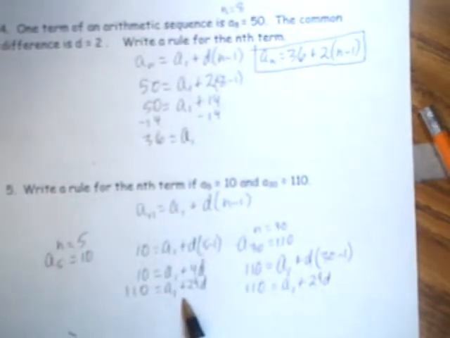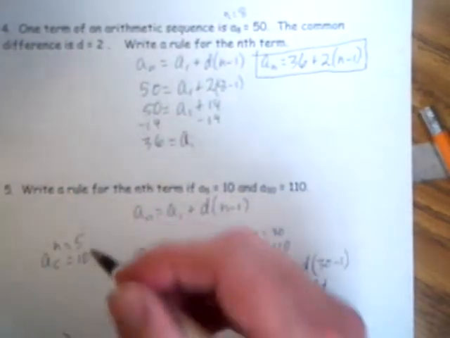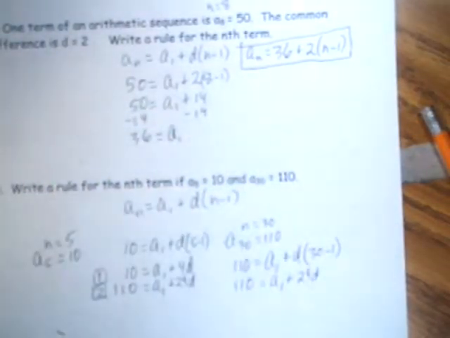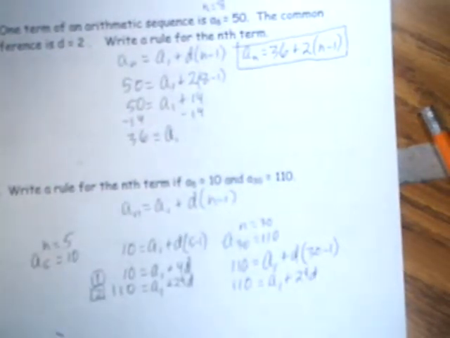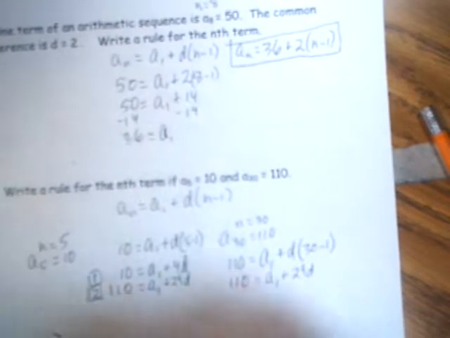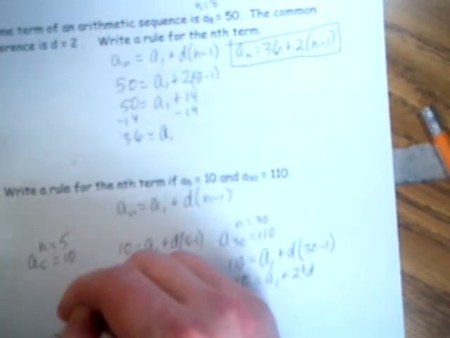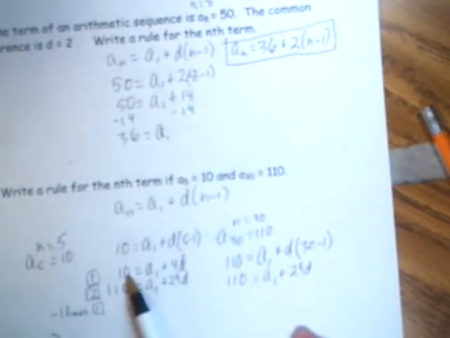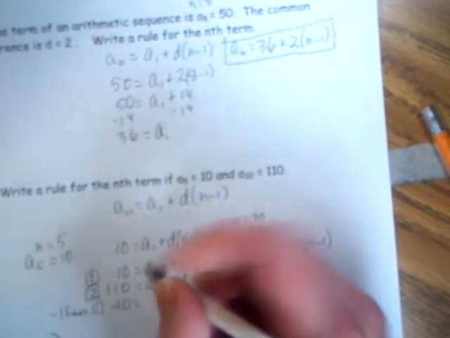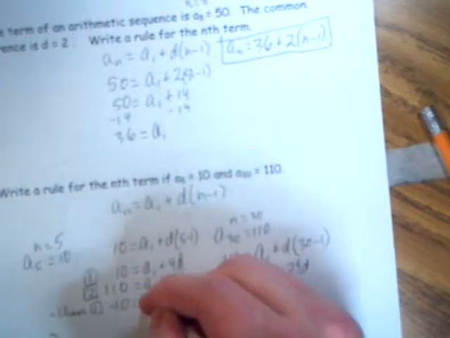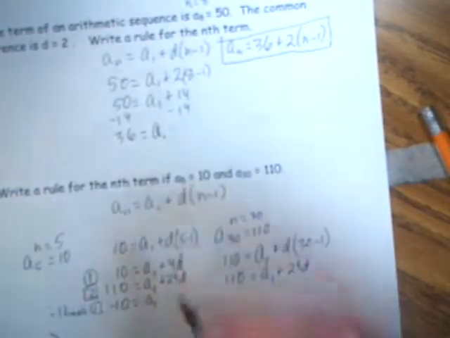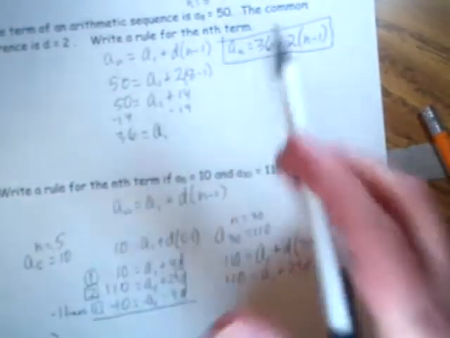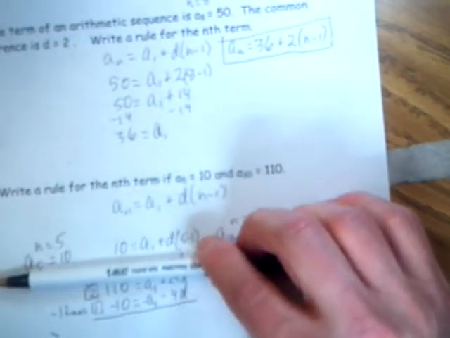Our choices are to solve this system of two equations with two unknowns using substitution or using elimination. Personally, I would use elimination. If I simply multiply a negative 1 times the first boxed equation, that makes this 10 negative. That makes this a sub 1 negative. That makes this 4d negative. And I can draw my line and add straight down. No longer using this version.